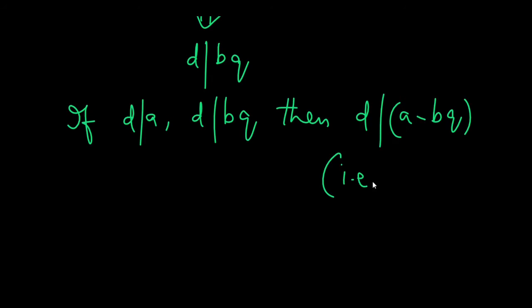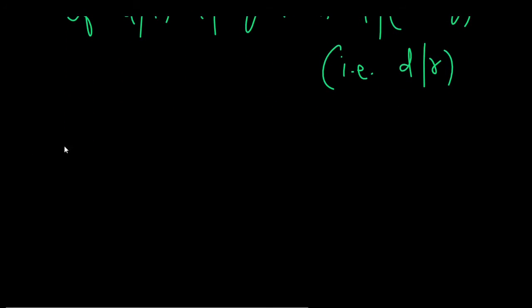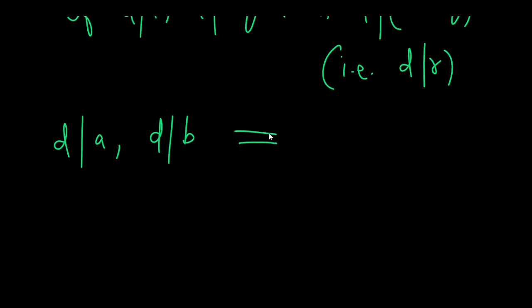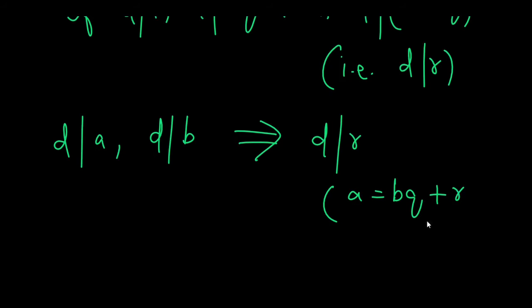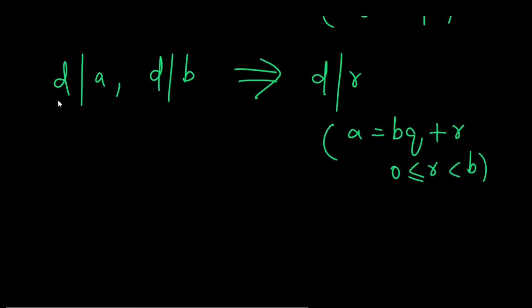This means D divides R. We started with D divides A and D divides B. This has given us D divides A and D divides R. R is defined as A is equal to BQ plus R, with 0 less than or equal to R less than B. When D divides A and D divides B, D also divides R.